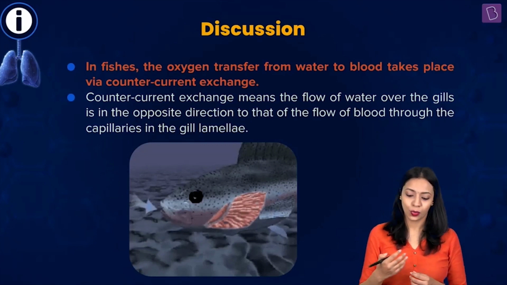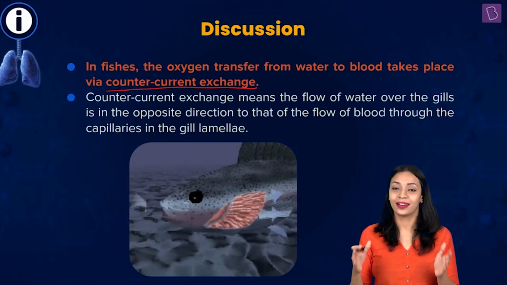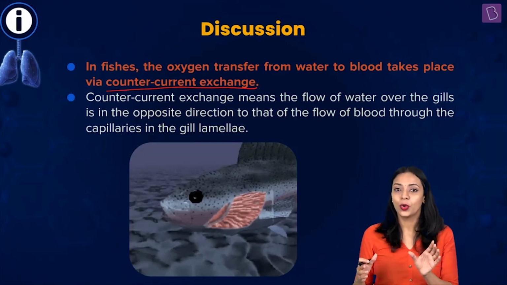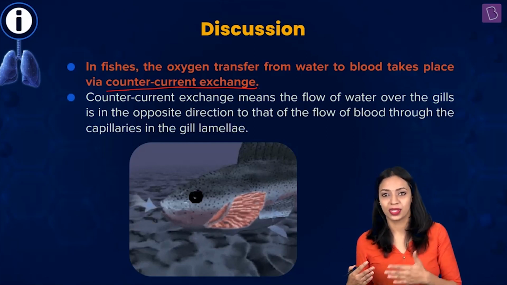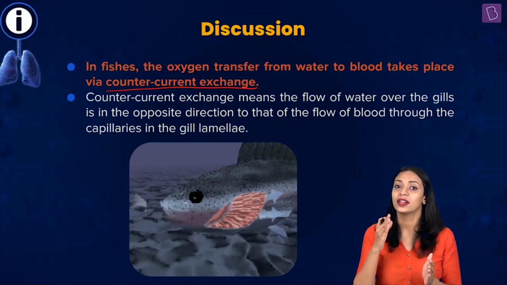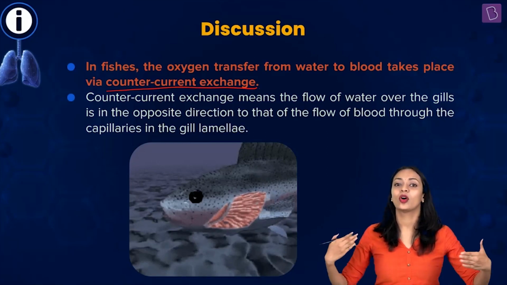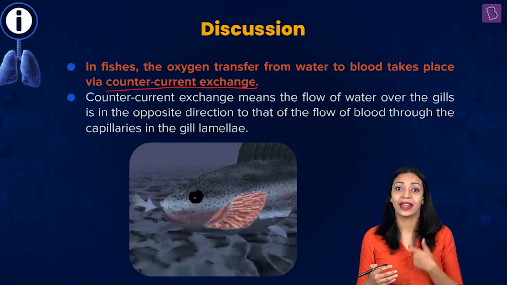Let me explain to you what countercurrent exchange means. When you split this compound word, countercurrent, counter we know means opposite, right? And current means there's a flow or transport of something. So here in countercurrent exchange, we're talking about flow of fluids in opposite directions. The two fluids that we're talking about here are water and blood.